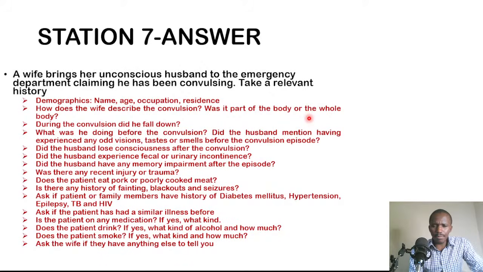Sorry, I have a very bad cold that's refusing to go. So ask if they have had any similar illness and what medication they are on. If they are, what is the dosage? What is the frequency that they're taking the medication? Does the patient drink? Does the patient smoke? And of course, ask the wife if she can tell you anything else. That's what you're going to be doing to approach a patient that has seizures.